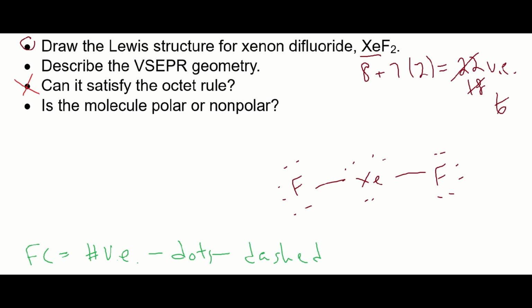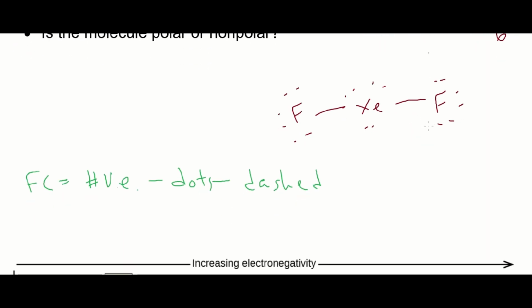Now let's do step B, or the second bullet. Describe the VSEPR geometry. Look around the central xenon, you have 1, 2, 3, 4, 5 regions of electron density, or a steric number of 5. When that's the case, the electron domain geometry is trigonal bipyramidal. There it is. Now, not all of them are connected to atoms, only 2 of them are. In other words, you have 3 lone pairs, so that structure is going to be linear.